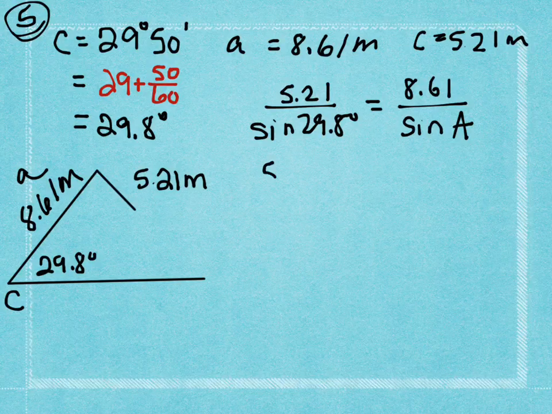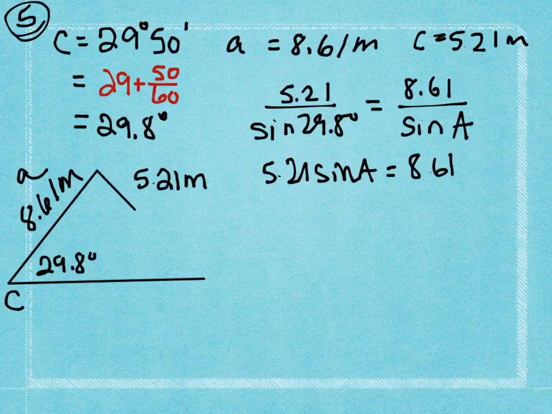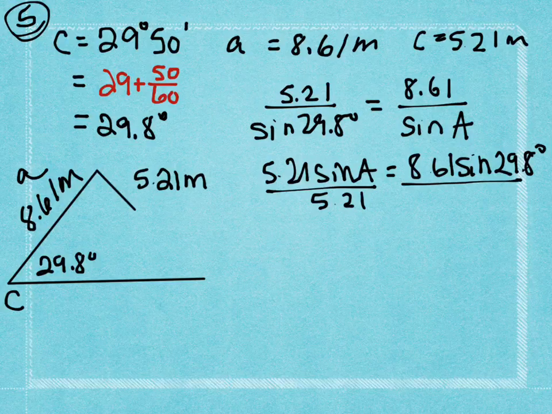All right, so we cross multiply. 5.21 sine A equals 8.61 sine 29.8 degrees. And divide by 5.21, right? All right, so let's get a decimal approximation for the right-hand side with 4 decimals. That should keep our accuracy enough that we don't lose anything after I do my inverse in a moment. What do you get? .8213.